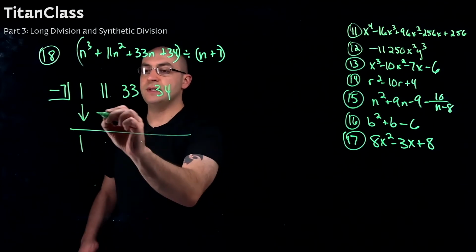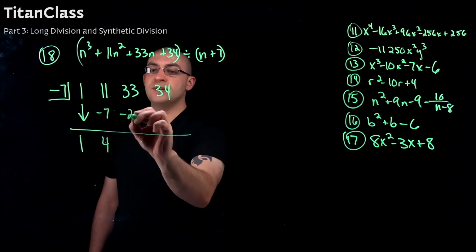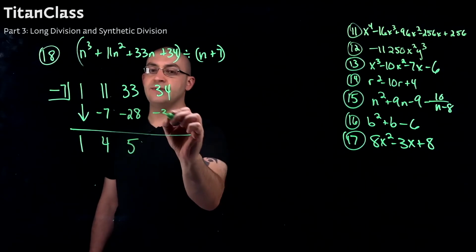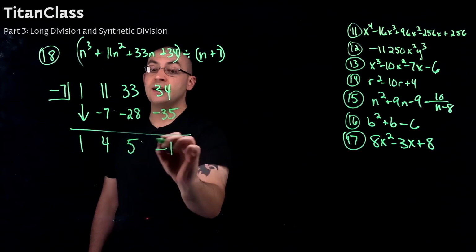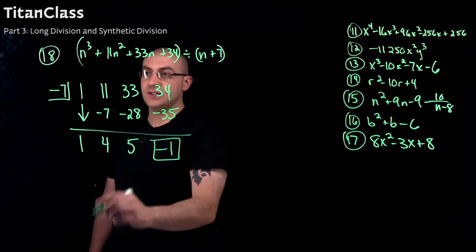Negative 7 times 1 is negative 7. The difference is 4. Negative 7 times 4 is negative 28. 5. 5 times negative 7 is negative 35. The remainder is negative 1, so we're just going to leave that to the side for now. It started as a third, so it's going to end up as a square.